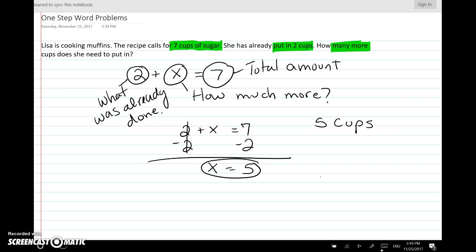Now, on a test, I'm going to be looking for a few things: the equation, the work, even if you can do it in your head, and your answer. So those are the 3 things I'm going to be looking for when we work on word problems in class and when you have them on your quiz next week. What was the equation, your work, and the answer. Let's look at another problem.